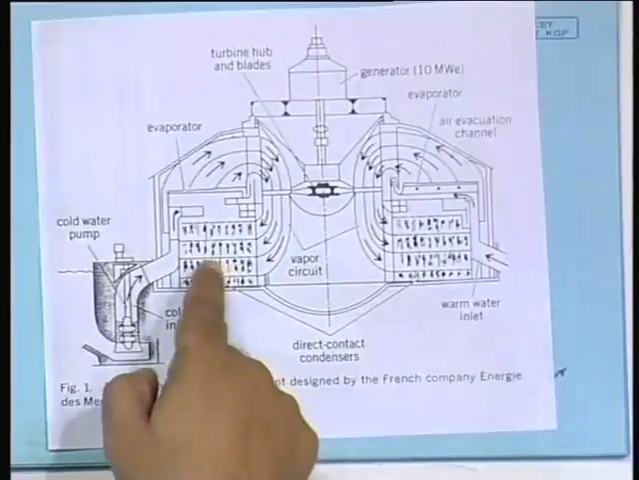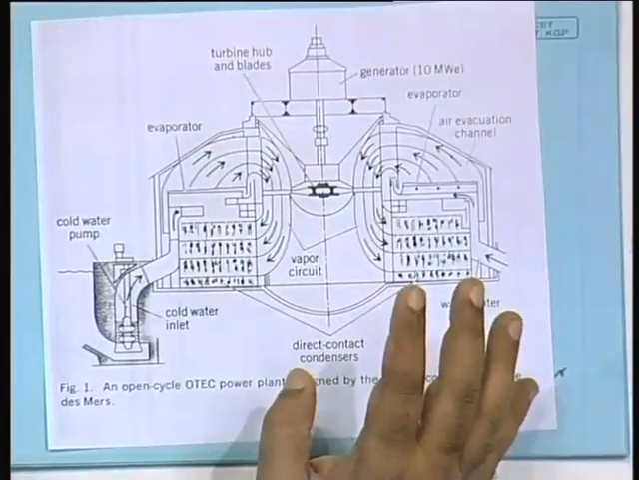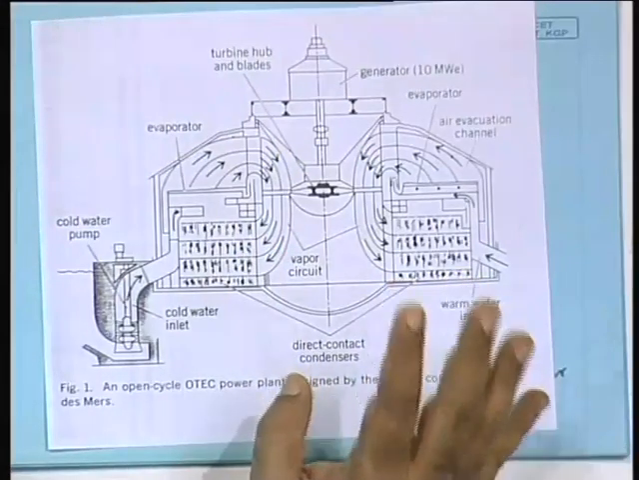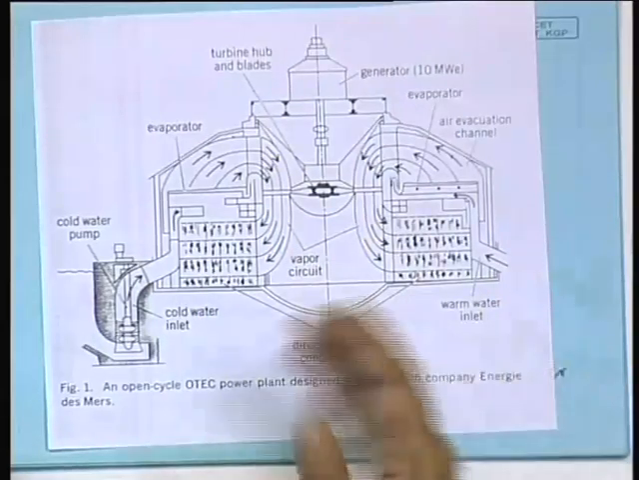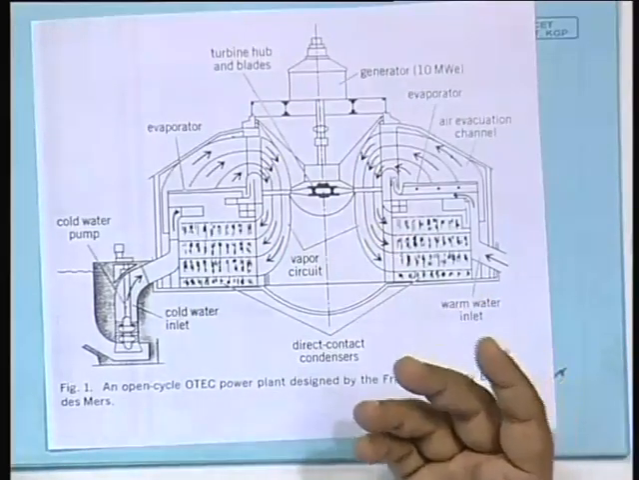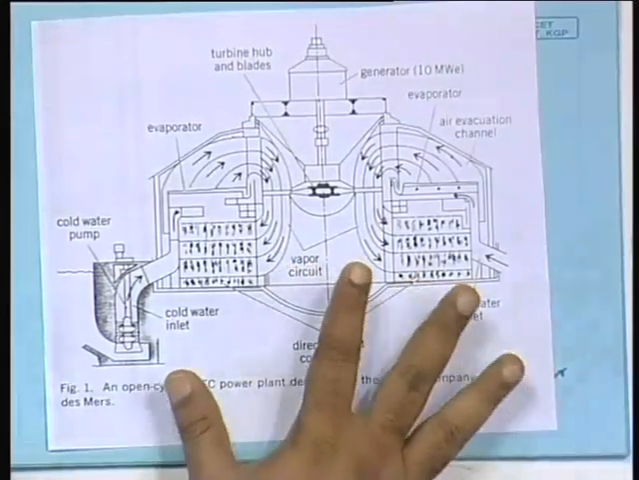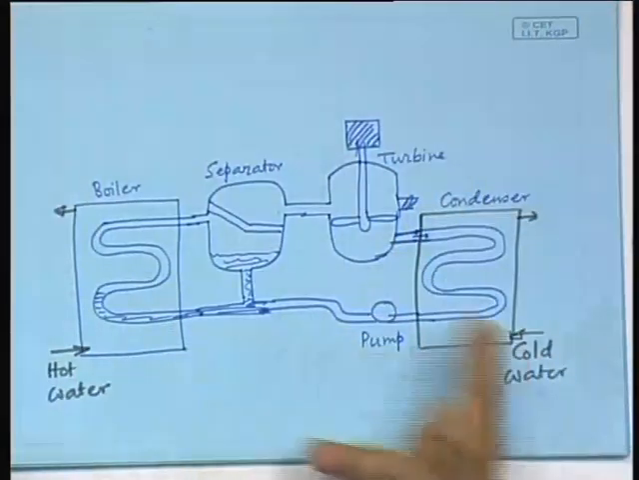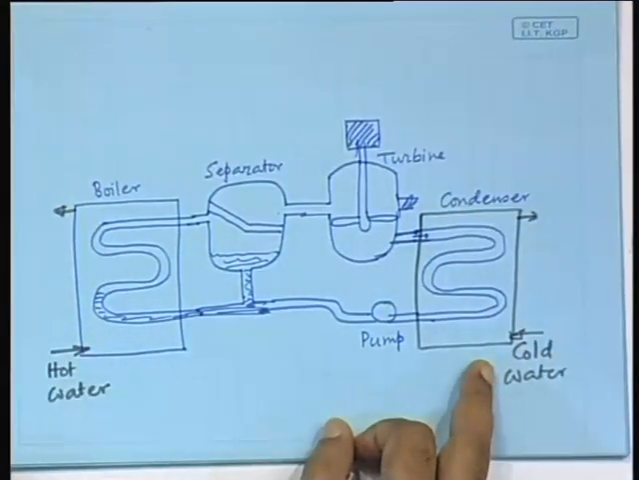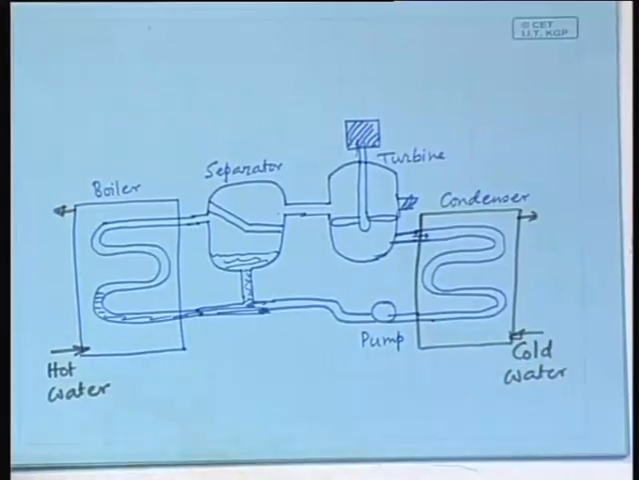So, this can work both as a power generator as well as a desalination plant. Do you see that? In those places where desalination is a major requirement, such plants can work together as a power generator as well as a desalination plant. But here we do not have that facility, because here we are not flushing the steam. Clear?